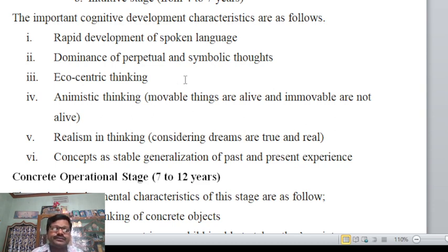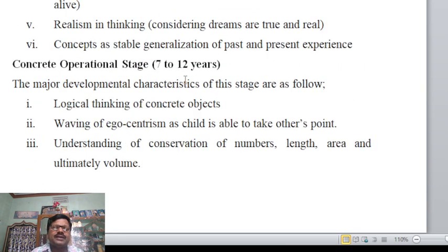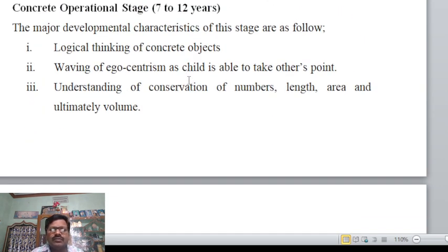Let me discuss the concrete operational stage. The concrete operational stage is the age of 7 to 12 years. During this stage, logical thinking of concrete objects, not abstract things, will be developed. Try to understand.